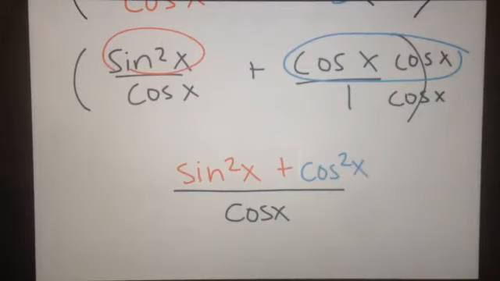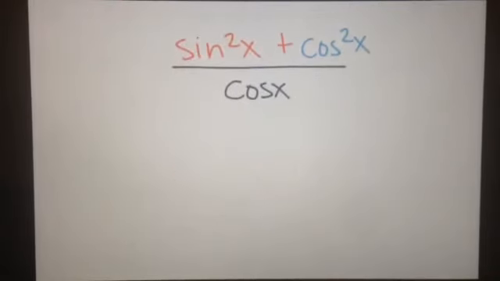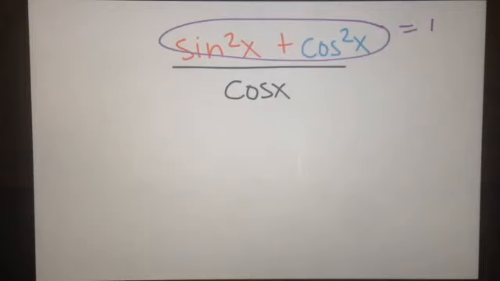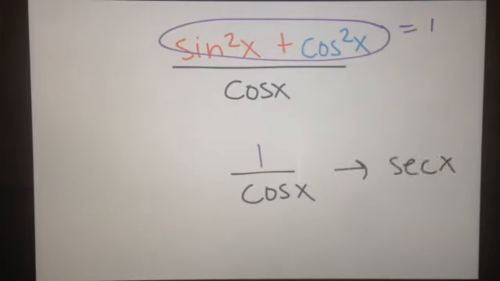And if you guys recognize that sine squared x plus cos squared x is actually that Pythagorean identity, and that just equals 1. This whole top equals 1 now. So now I have 1 over cos x, and 1 over cos x is just secant x. So my final simplification would be that all of this can become secant x.